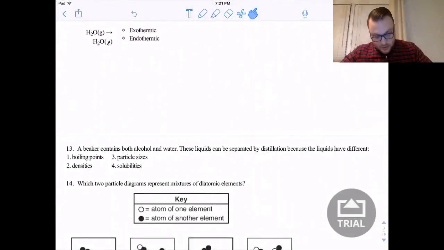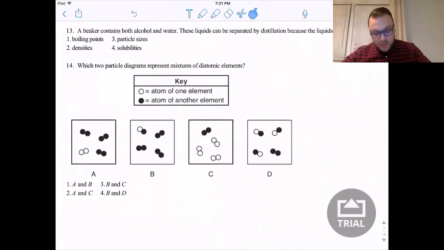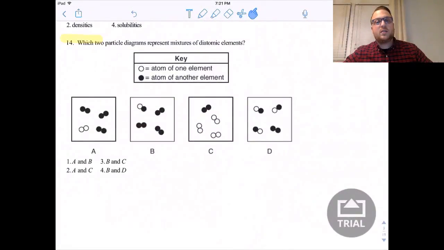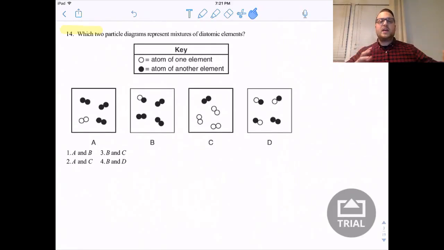I might go back to 12, but I really wanted to do 14. Because again, particle diagrams are pretty tough. And it's hard to really figure out what you're looking at. So before we even look at this question and try to figure out what it's asking, let's go over the different types of particle diagrams you may or may not see. At the very least, they're going to ask you about elements.